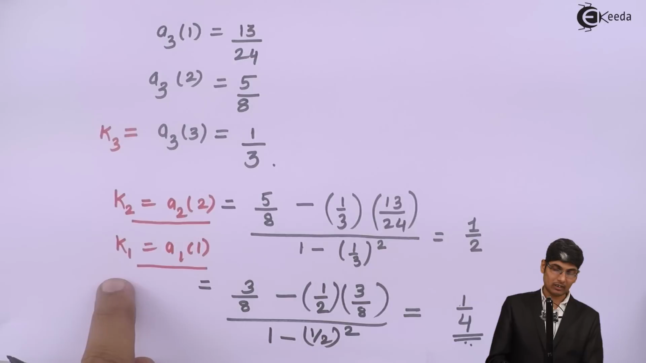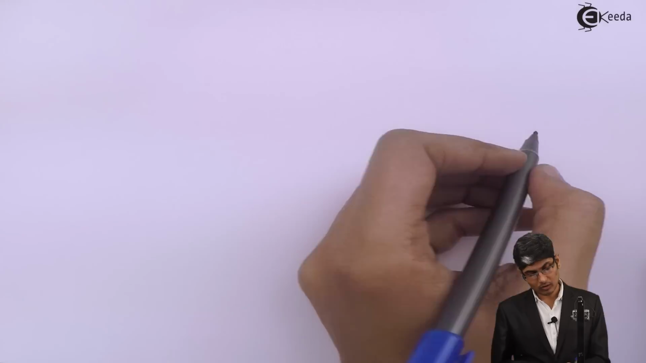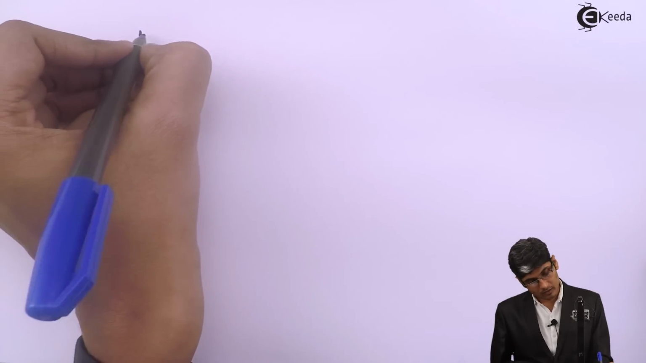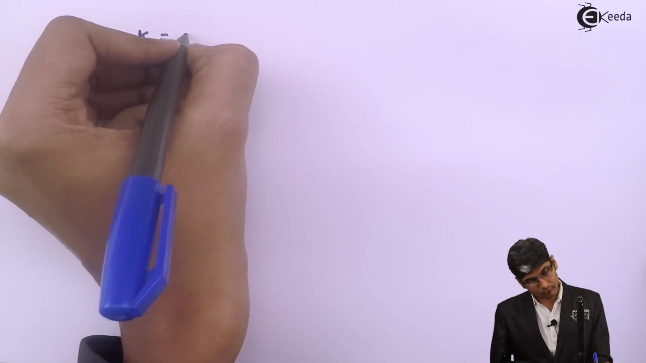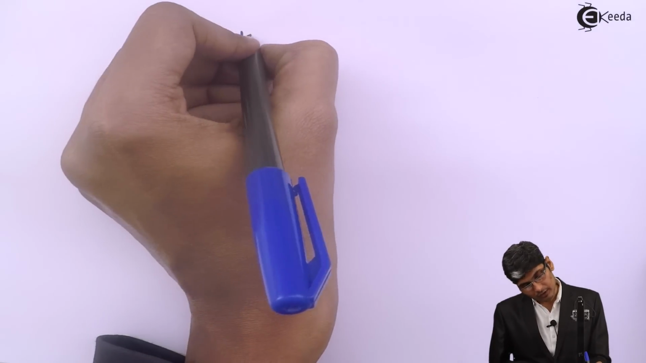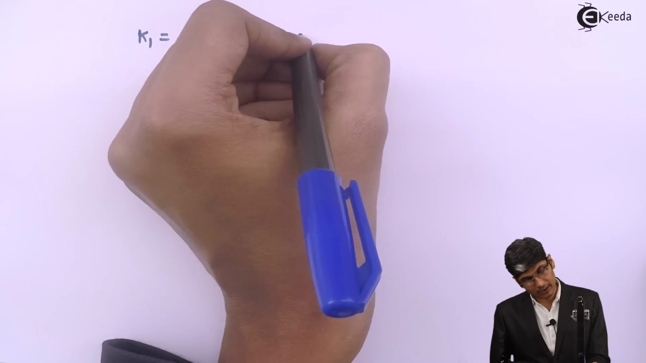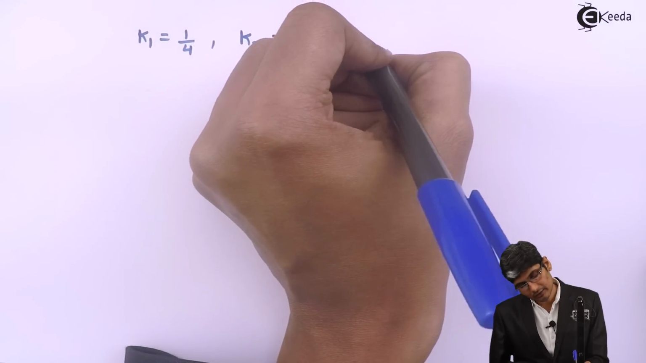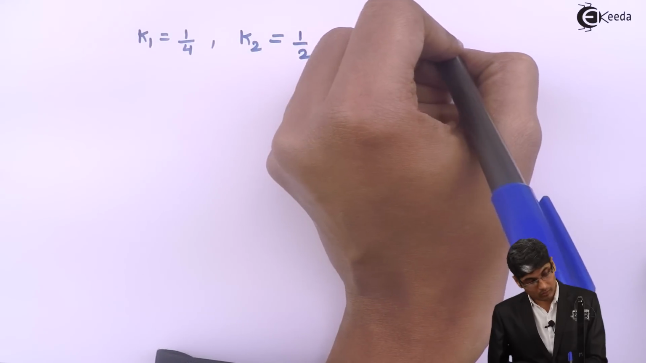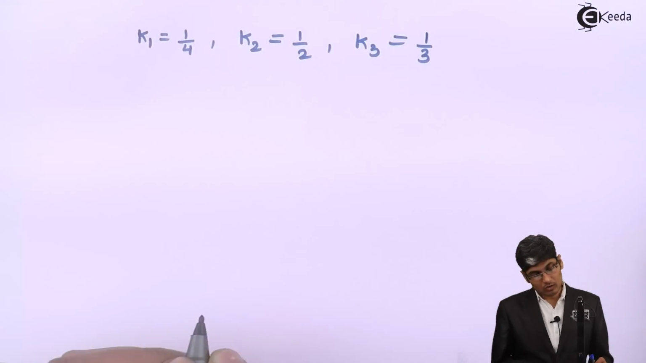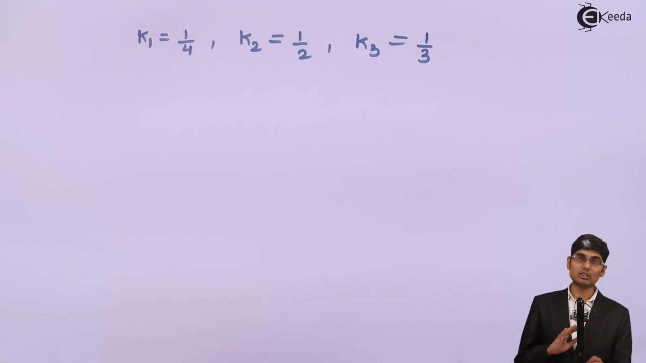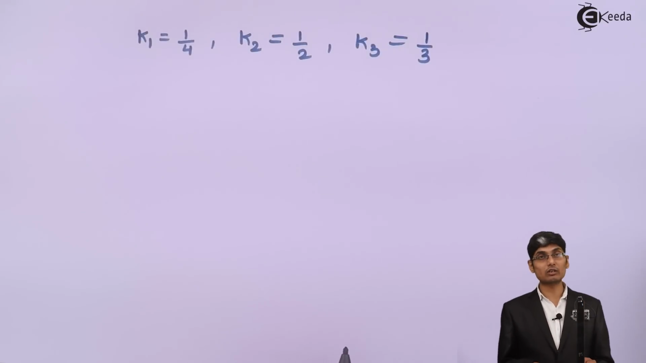So we received k1, we received k2, we received k3. Now the last part remaining in the problem is to draw the lattice. We received k1, which is equal to 1 by 4. We found k2, which is 1 by 2, and we also have k3, which is 1 by 3. So we got k1, k2, k3, which are the coefficients of the lattice. Now we can draw the lattice.